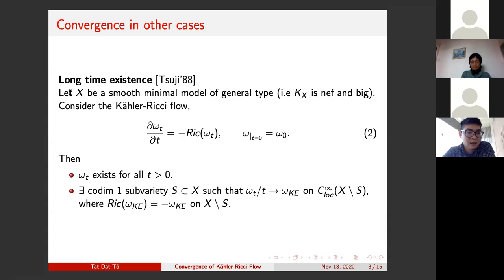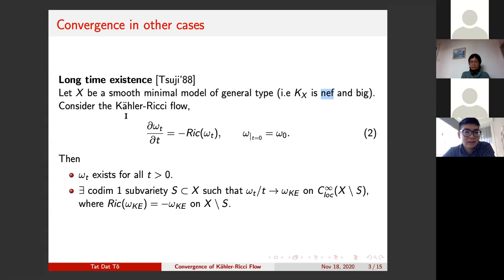So here, let's say X is a smooth minimal model of general type. That means the canonical line bundle is nef and big. I will explain what big is, but easily, big means the Kodaira dimension of Kx is exactly n, the dimension of the manifold. Or you can say that the volume of the first Chern class of Kx is positive. So it's strictly positive, that is the meaning of big. And nef, I already explained in the last slide.